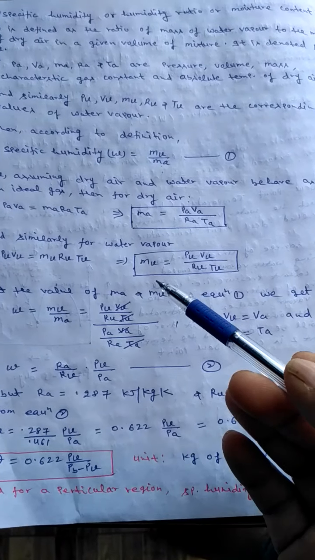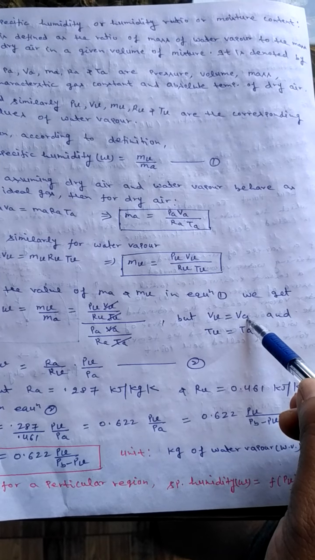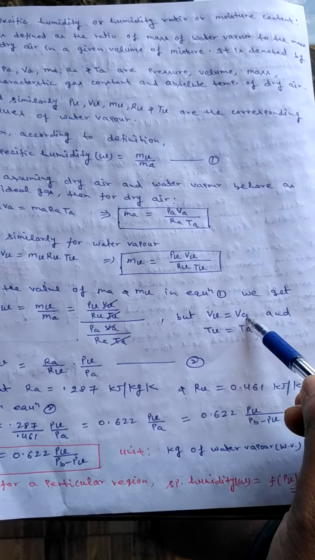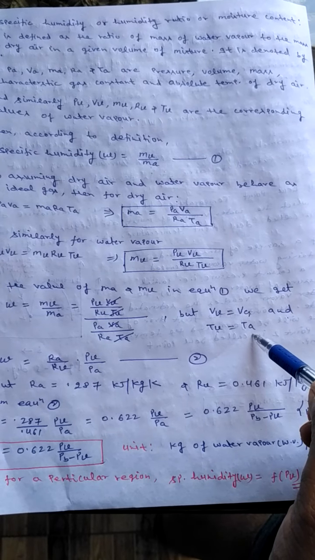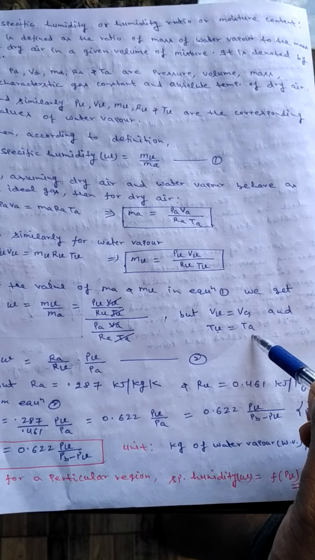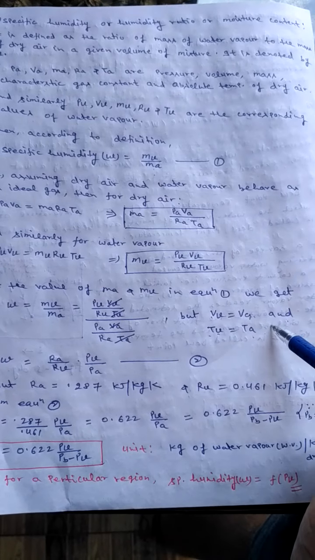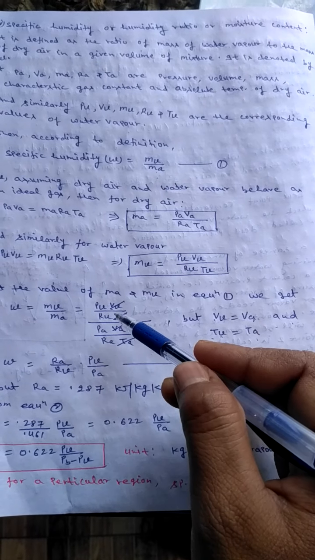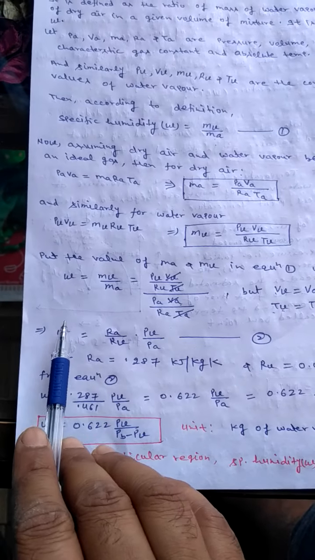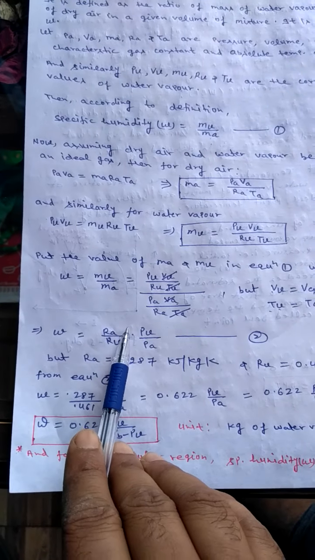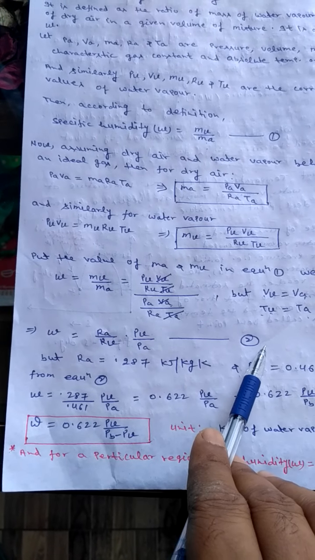but for this case the volume Vv equals Va, because the dry air and water vapor occupy the same volume, and Tv equals Ta, the temperatures of the dry air particles and water vapor particles are also the same. So Vv equals Va and Tv equals Ta. If we put these values, Tv is cancelled out by Ta and Vv is cancelled out by Va, and we get the specific humidity omega equals Ra by Rv into Pv by Pa. This is equation number 2.